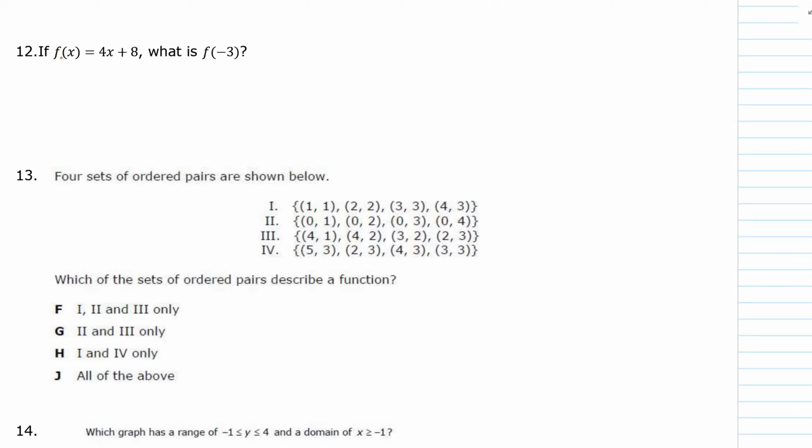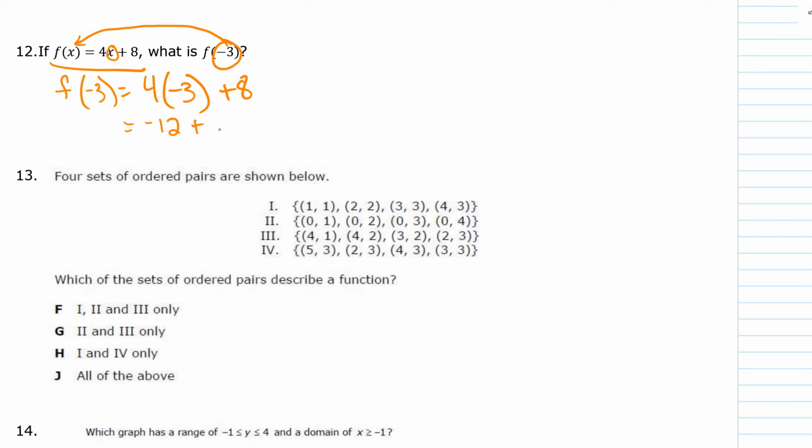Question number 12. We have a function. They tell us to substitute the -3. That it used to be an x, now it's a -3, so we substitute that in. f of -3 is equal to, instead of the x, it's 4 parentheses, -3 plus 8. 4 times -3 is -12 plus 8. -12 plus 8 is -4.